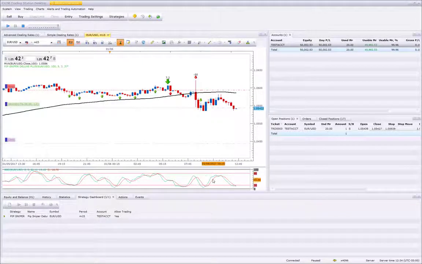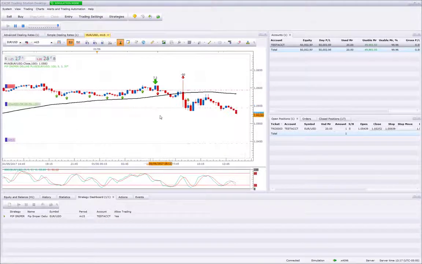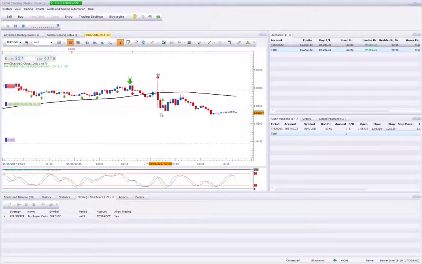And then a little bit later, the blue line crossed the red line again while price was below the moving average, but it did not place another sell trade. So it looks like that logic that we added did the trick. It will only place one sell trade at a time. Now let's make sure the buy logic works too.